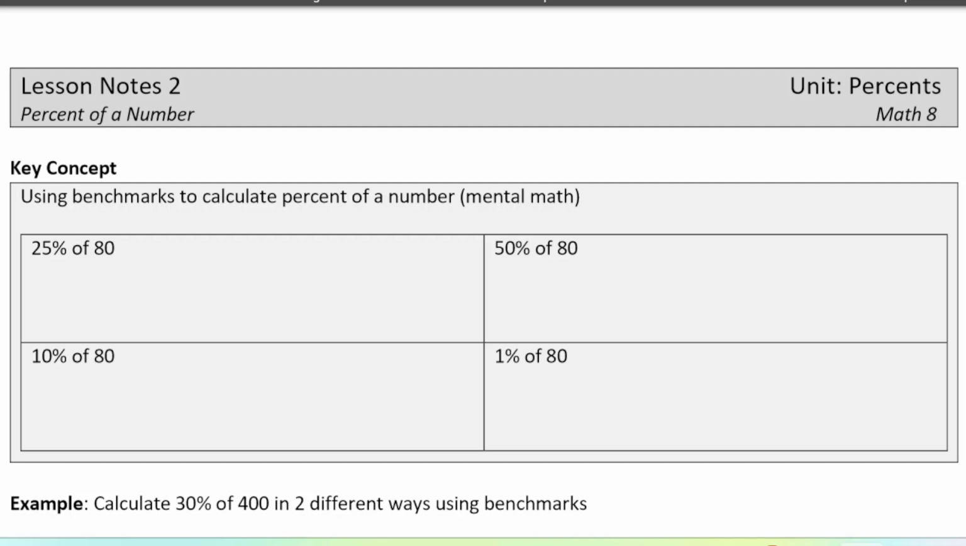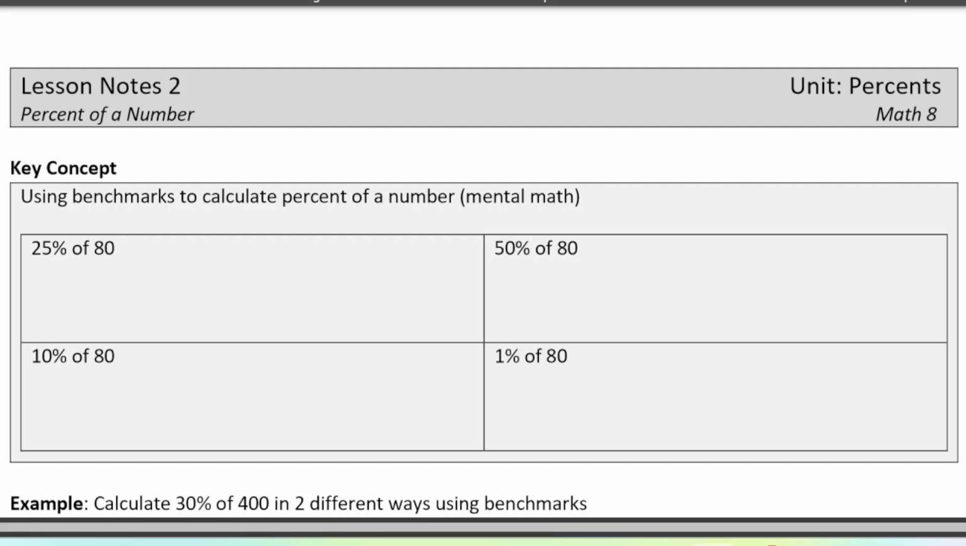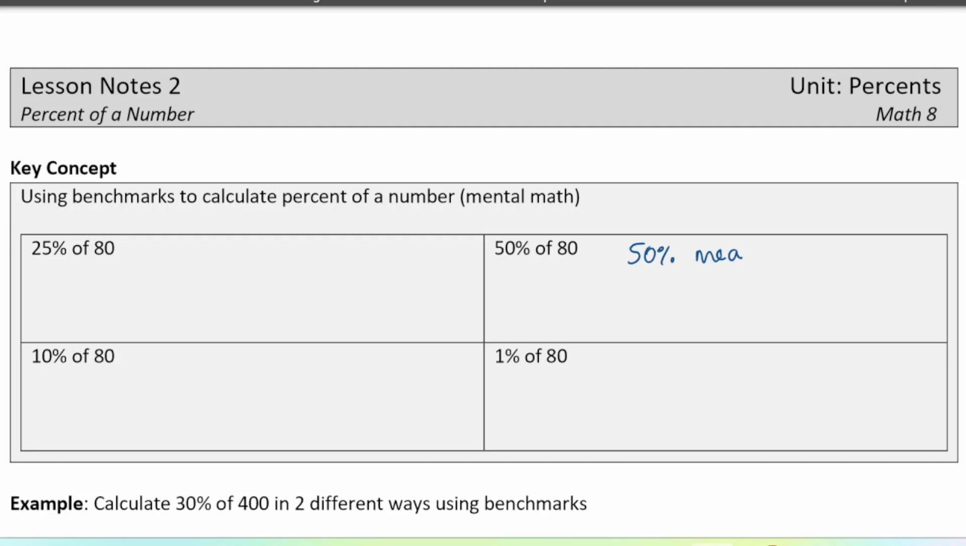Okay, so let's talk about some benchmark ones, the ones that you should be able to do in your head. Let's talk about 25% and 50% of a number first. I'm going to use 80 just as an example. We'll start with 50% of 80. 50% is probably the one you're most familiar with, and it means half. So all we want to do is divide by 2, or cut 80 in half. So 50% of 80 would be 40. 25% of a number is a quarter of a number, so it means divide by 4. So 25% of 80 is a quarter of 80, or divide it by 4, you get 20.